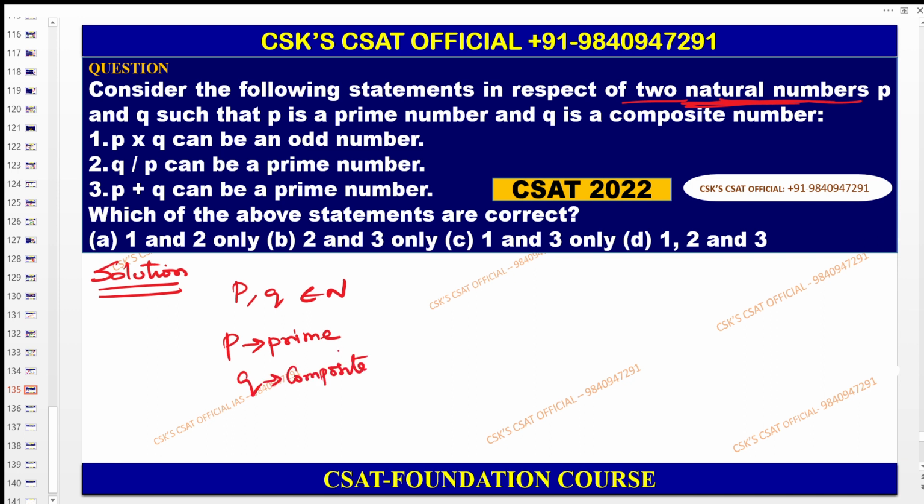And the word is also very important. Definitely can be. That is very, very important. Here it is mentioned as can be. If one possibility is there, that statement is right. That's it. So now you can check here. Can be odd. The multiple can be odd. Yes, you can take P as 3, Q as 5. Then P into Q becomes 15. So this 15 is also odd. This is possible.